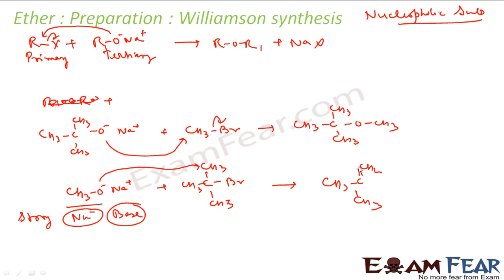So please note, in this Williamson synthesis, my alkyl halide has to be primary and my sodium alkoxide has to be secondary or tertiary.